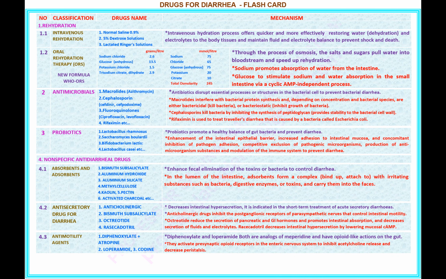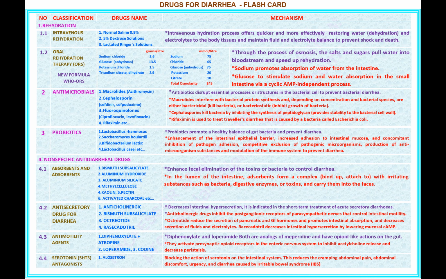4.3 Antimotility agents. Drugs name under this classification: 1. Diphenoxylate plus atropine, 2. Loperamide, 3. Codeine. Diphenoxylate and loperamide both are analogues of meperidine and have opioid-like actions on the gut. They activate presynaptic opioid receptors in the enteric nervous system to inhibit acetylcholine release and decrease peristalsis.